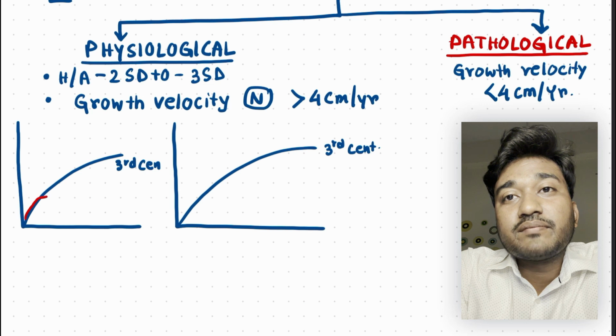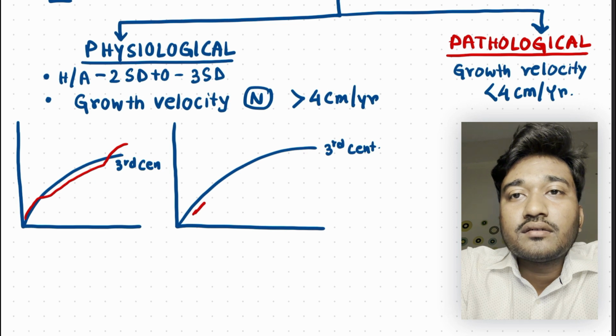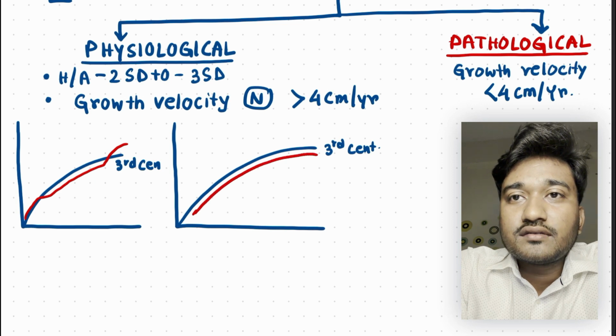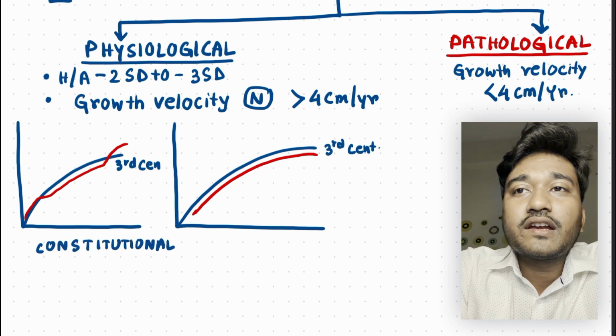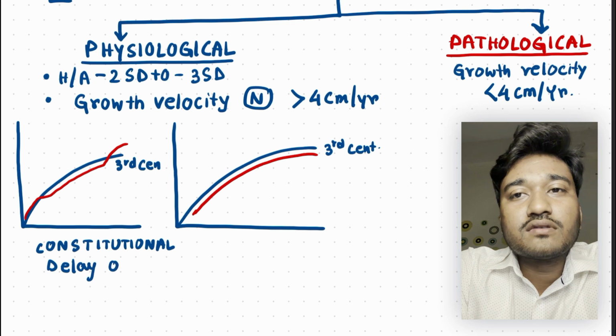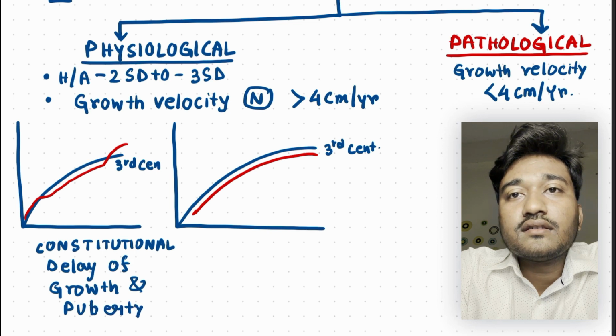So the first example, this is constitutional delay of growth and puberty. But the second example, after 2 years of age, there is catch down of growth and eventually it becomes parallel to the third centile but always below it, and mean parental height is also below third centile. The second option is familial short stature.